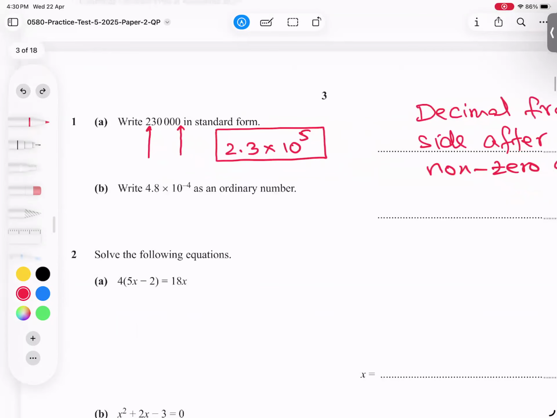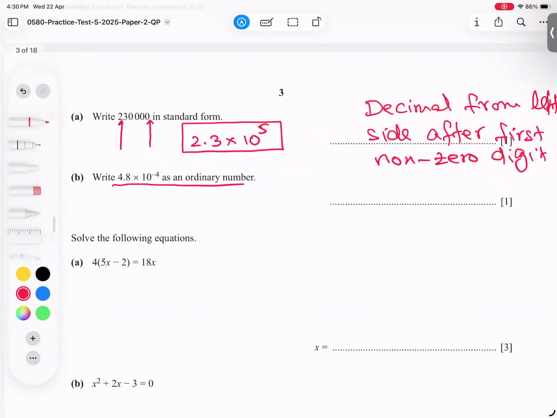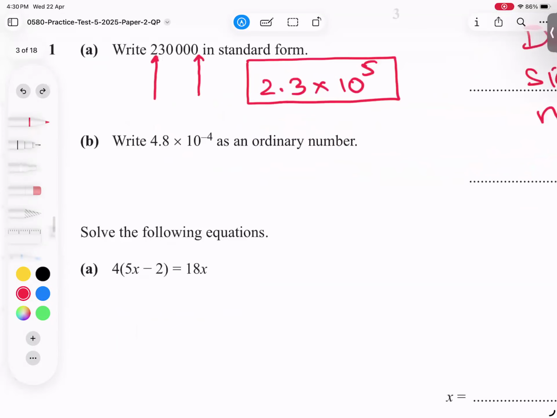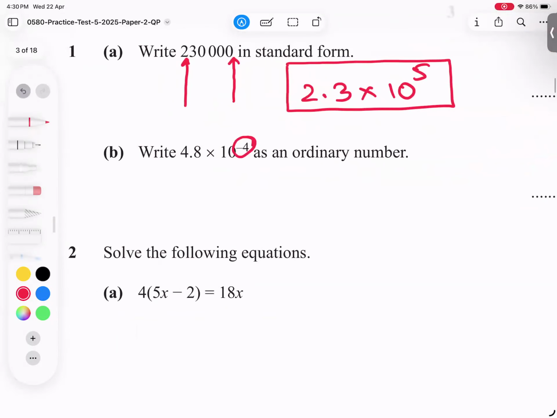So next question, next part. Write down this ordinary number, reverse. Reverse means this power is -4. So I'm writing 4.8, but the decimal is basically hidden here. Sorry, it is visibly available here. Negative means the decimal will move to the left side. So how many? 1 jump, 2, 3 and 4. So the decimal will be here, and you put an extra 0 before the decimal. And this is called an ordinary number.